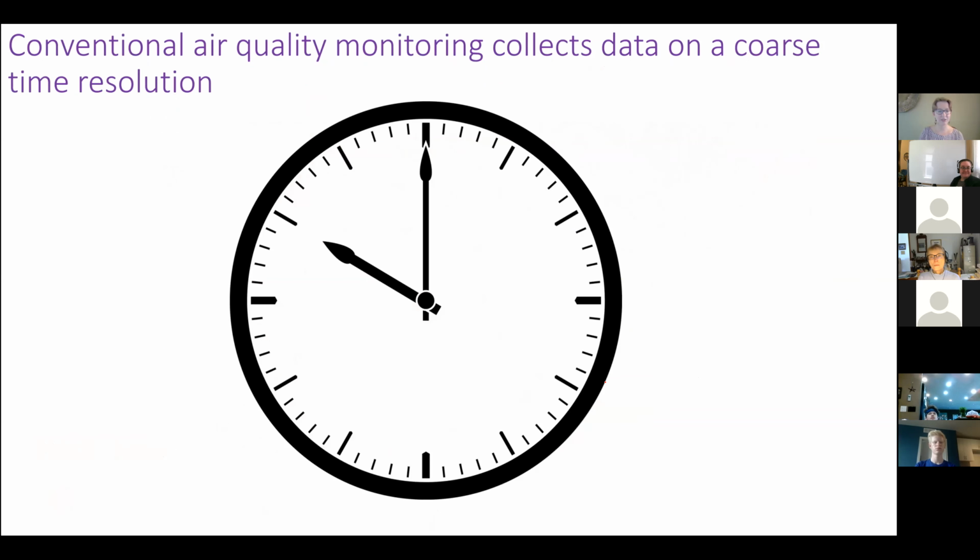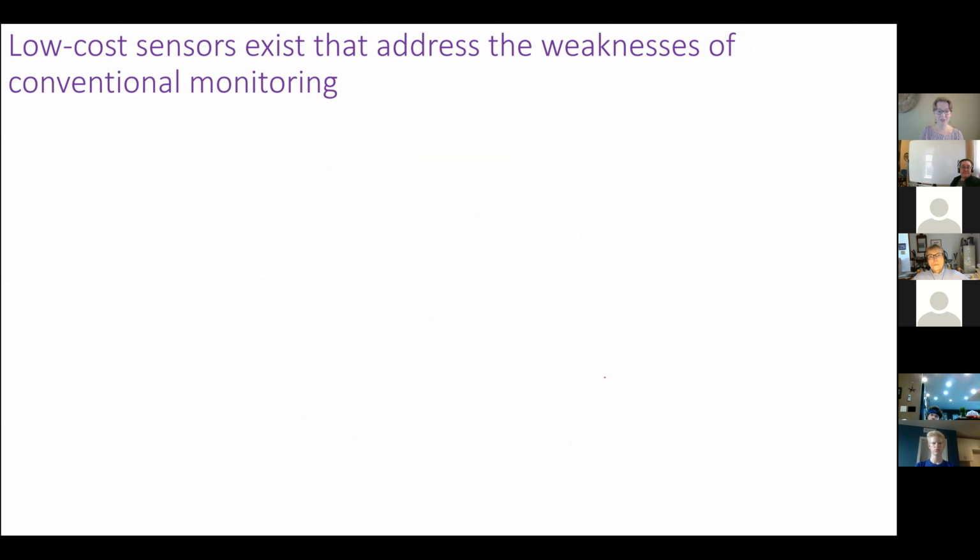The final weakness I want to address for conventional air quality monitoring is that it collects data on a coarse time resolution. So what do I mean by a coarse time resolution? If you were to take a data point for 1 minute, and then you wanted to take a data point for the next 4 minutes to give you 5 minutes of data, maybe that would be considered a fine time resolution. But it might be the case that you're only able to take one data point for that whole 5-minute period. And this means that you're going to miss out on changes to the system that occurred within that 5-minute period. So happily, there's a new type of low-cost air quality sensor that's coming onto the market that can address a lot of these weaknesses of conventional monitoring.